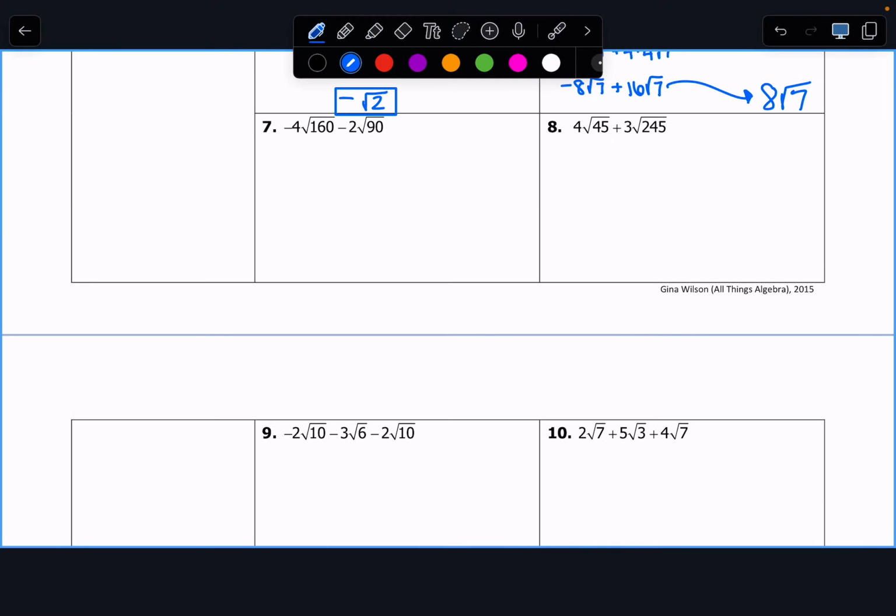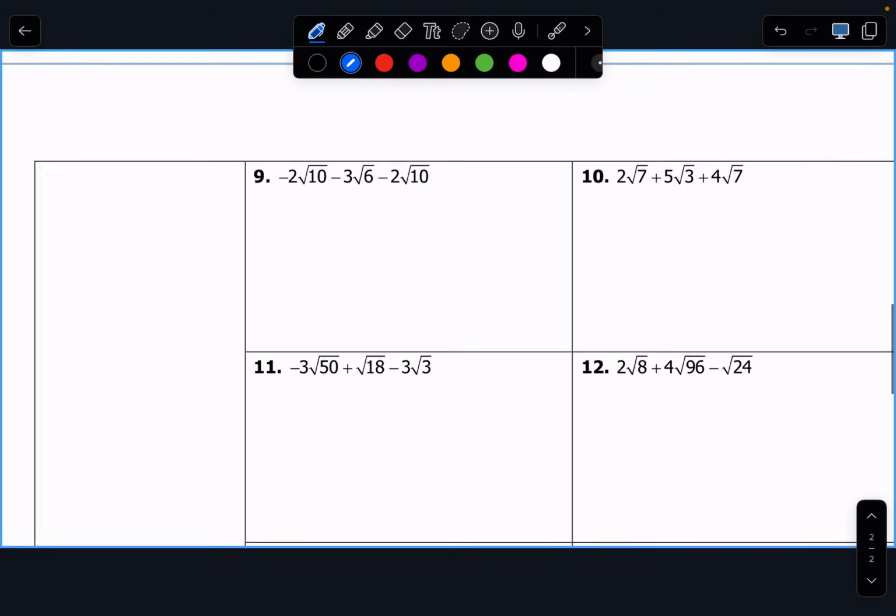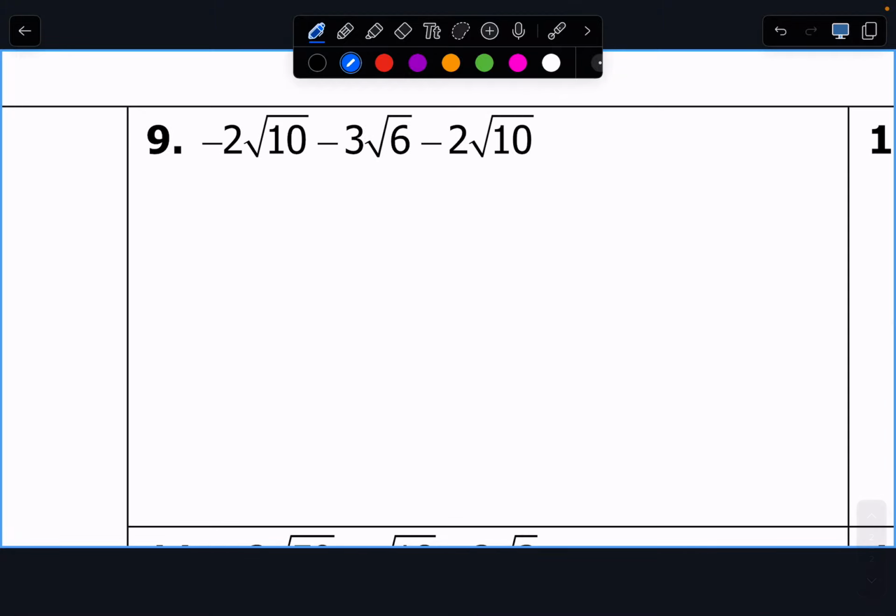Turn to page 8 so we can talk about number 9. In number 9, can any of those be reduced? Yes. Which one? 10, 6, and 10. But can we reduce radical 10? But isn't 10 2 times 5? Okay, is there a perfect square in there? Okay, so we cannot reduce it.